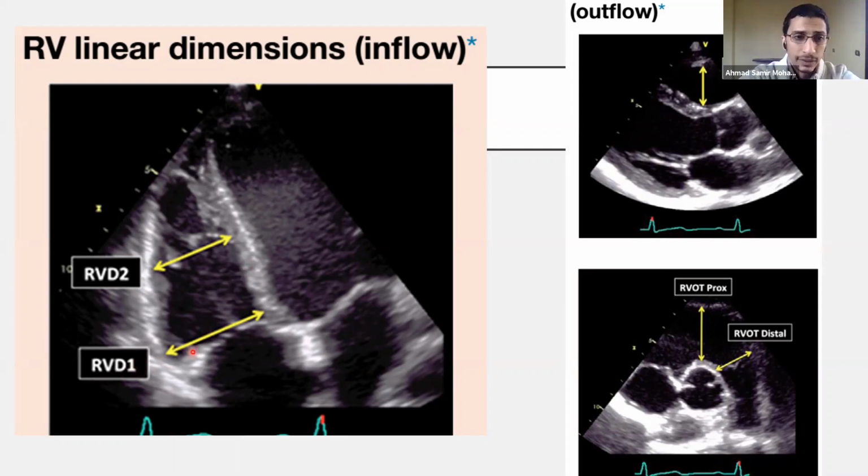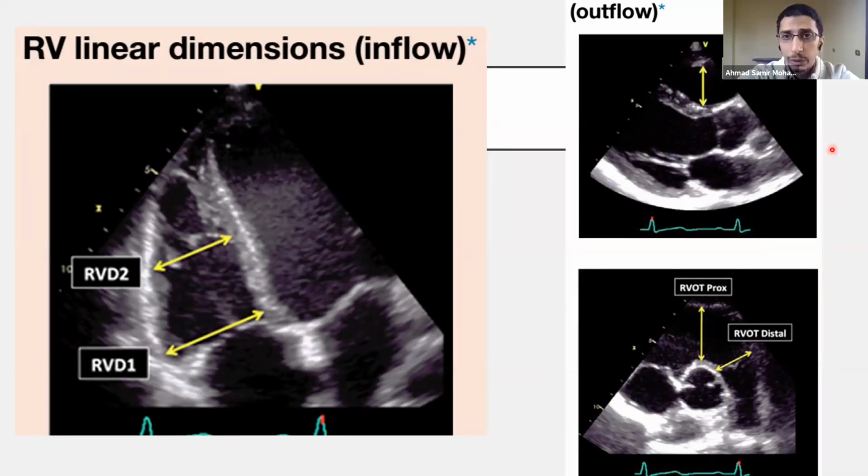The RV first diameter, or the basal diameter, is taken at the very basal part at the widest dimension of the RV, and almost midway between the basal part and the apex, we will have the second diameter, or the mid cavity diameter. The longitudinal length will be from the RV proper apex to the tricuspid valve annulus.